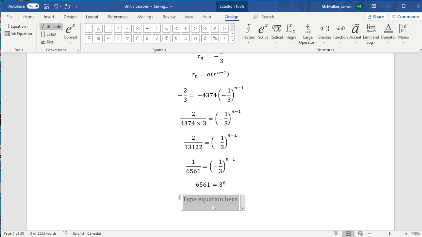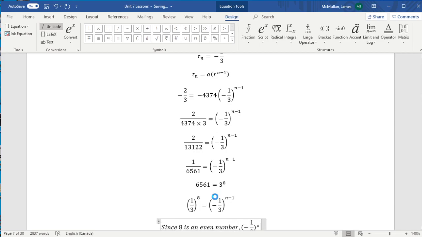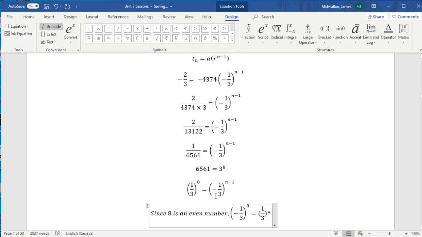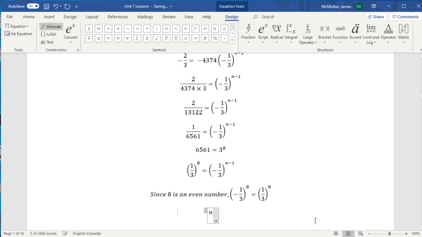So what we've just found is that we can write the thing on the left as 1/3 to the power of 8 equals negative 1/3 to the power of n minus 1. Now, remember, since 8 is an even number, negative 1/3 to the 8 equals 1/3 to the 8, right? Because it's an even number, the even number of negatives would cancel. So what we can say here is n minus 1 is equal to 8, and so n is equal to 9. So it's the 9th term of the sequence.